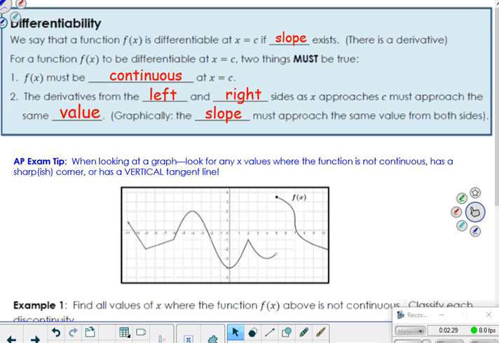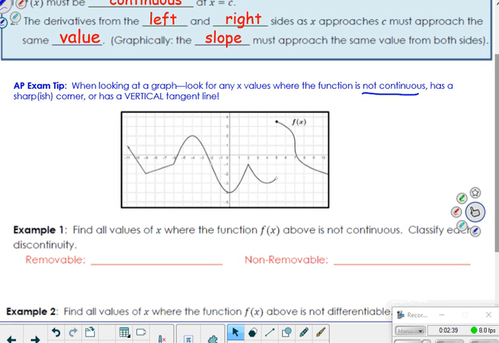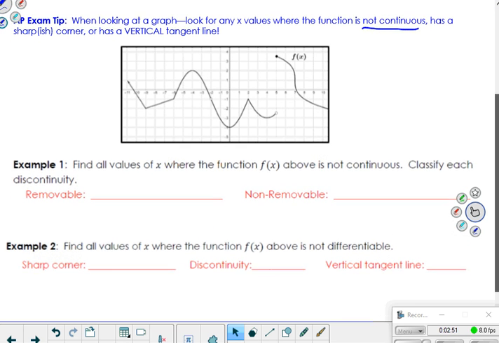So an AP exam tip when looking at a graph, look for any x values where the function's not continuous or has a sharpish corner. So I see some sharp corners down below. Or it has a vertical tangent line. And it looks to me like we have all of that going on in this graph. This is a crazy busy graph here.